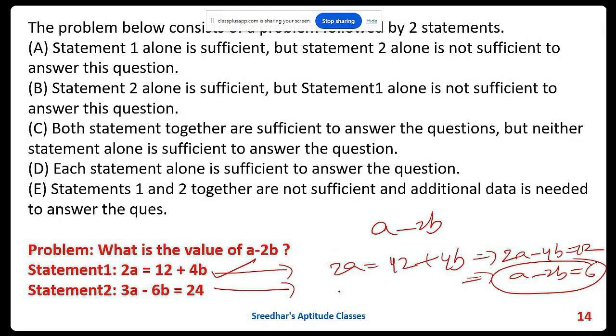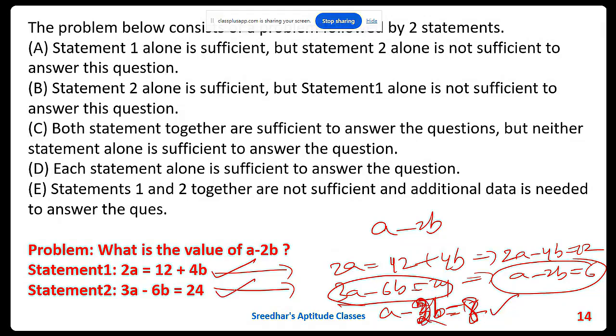Second one also, in the equation 6a minus 3a minus 6b is equal to 24. If I take 3 common and cancel it, I'll be getting a minus 2b is equal to 8. So the second statement has also given me the a minus 2b value. So I'm able to find the value of a minus 2b from 1 alone as well as 2 alone. So answer, each statement alone is sufficient to answer the question. So it's D. Each statement alone is sufficient to answer the question.